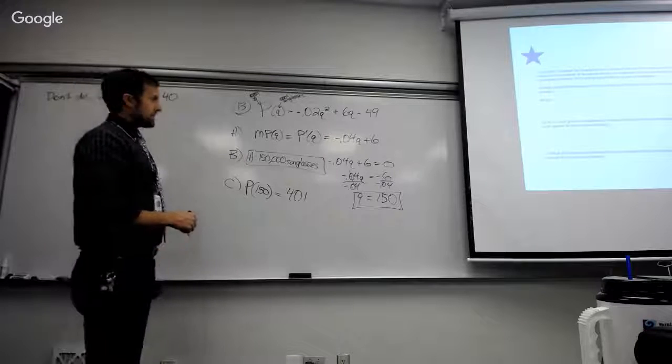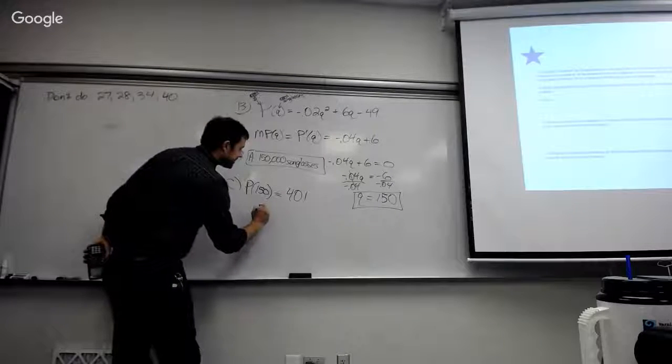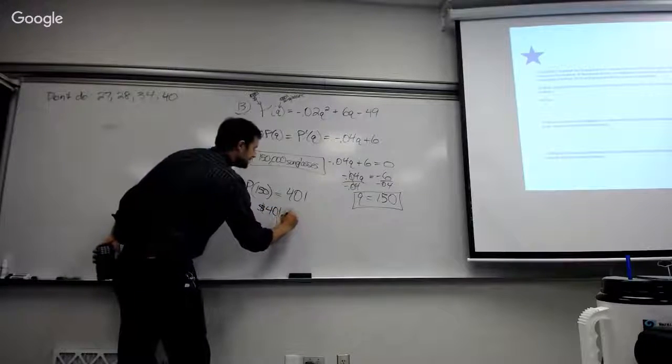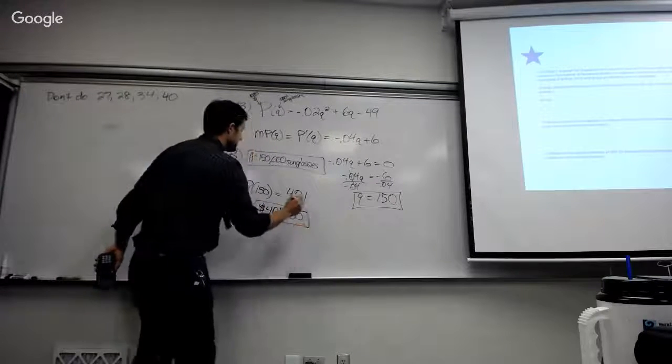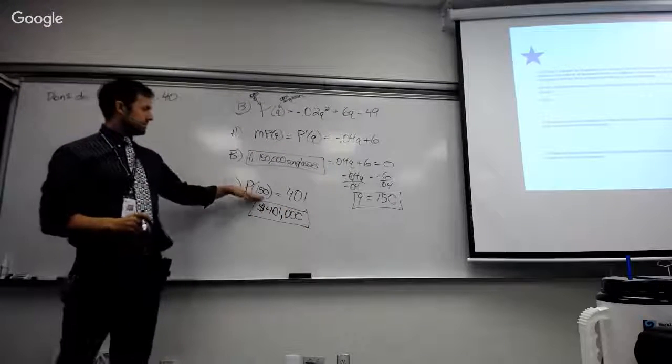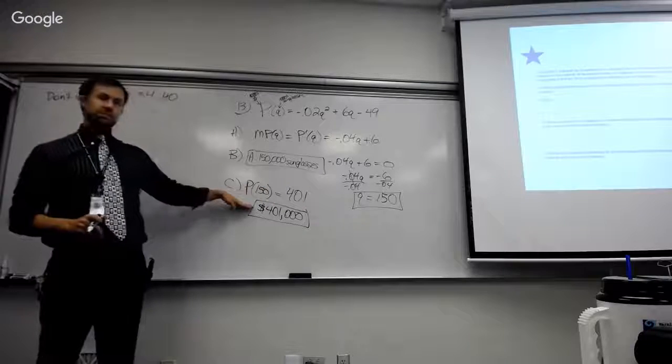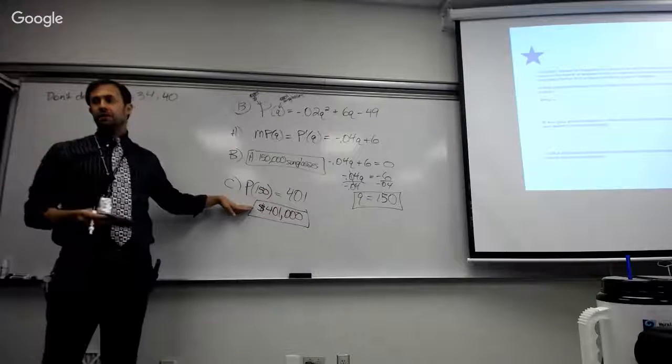Okay, well, that's it. So what does that mean? 401,000. So there. Thank you, Nate, for asking. See, the answer is P of 150 equals 401. But in terms of actual English, you'd say $401,000.